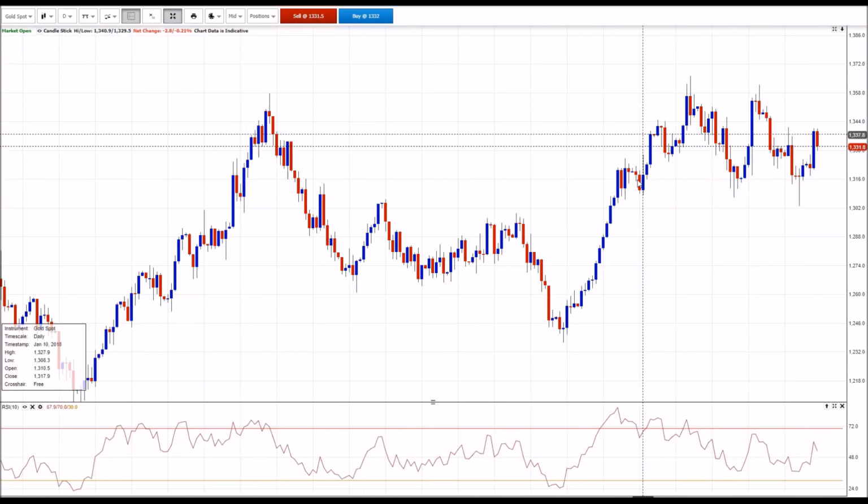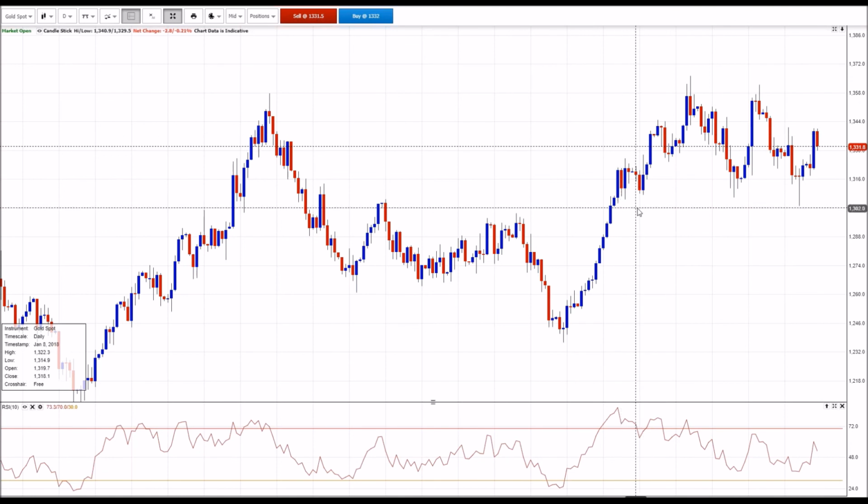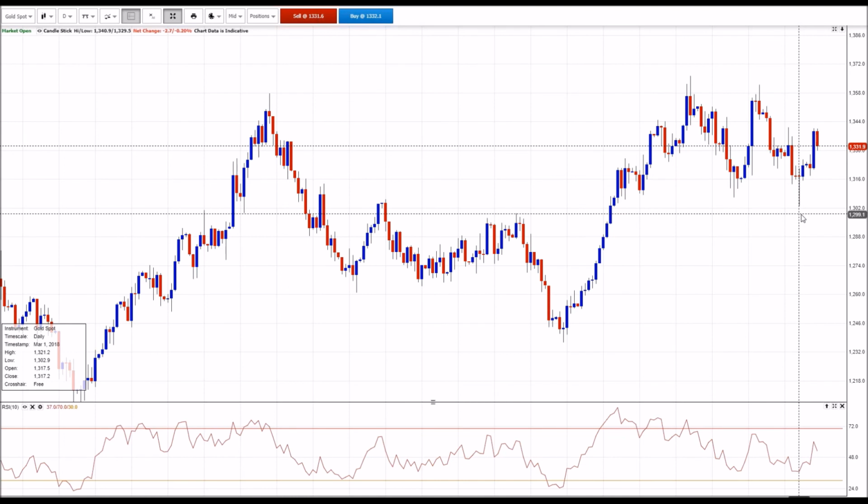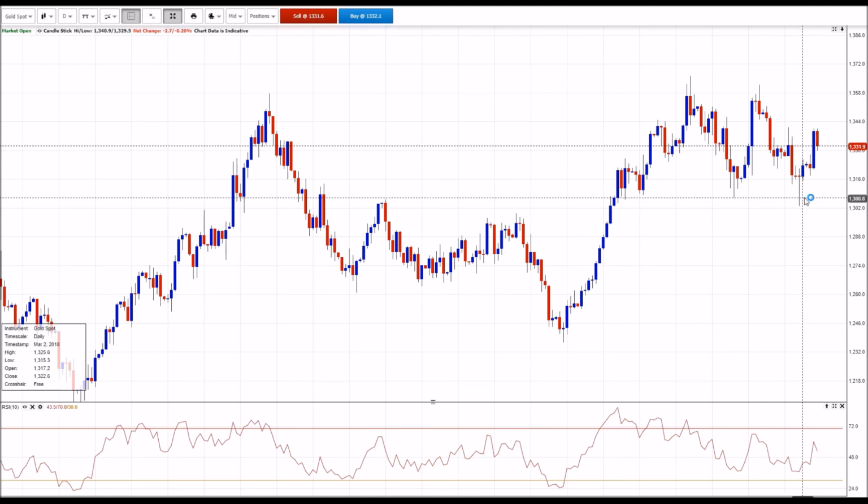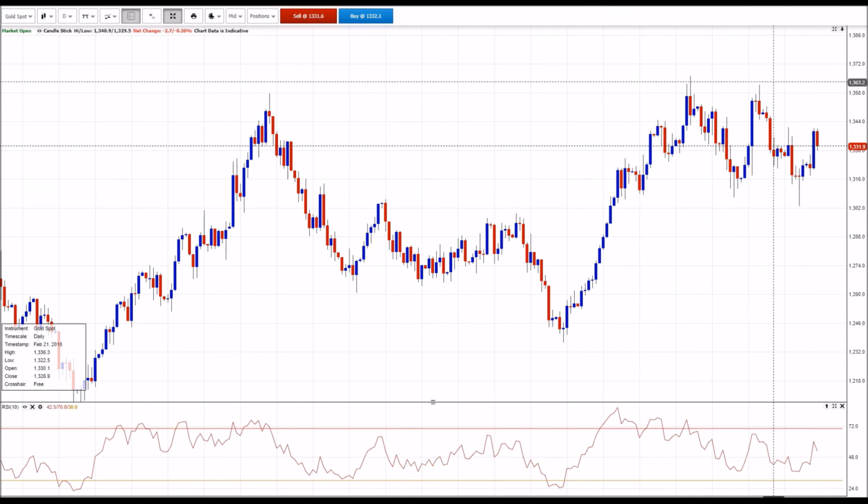So again, it's pretty much trapped in a range. 1300, big level for gold. It sold off last week, hit it again on the 1st of March, last Thursday, and traded as low as 1303. So low 1300s is a buy, and then up above 1360 is a sell, and it's just trapped a bit like the euro, in something of a tight range. So it's fairly inconclusive at the moment.